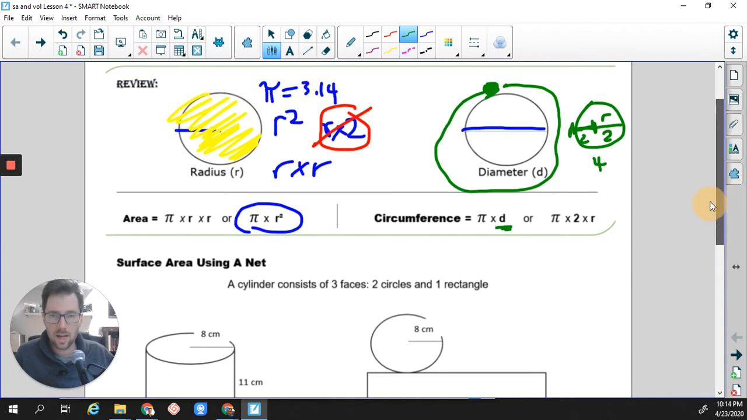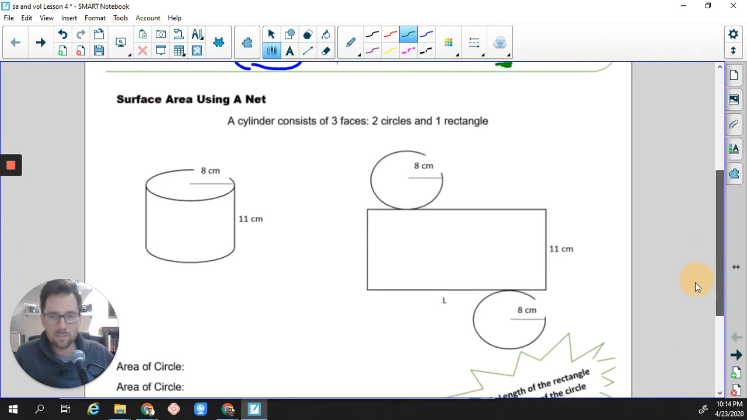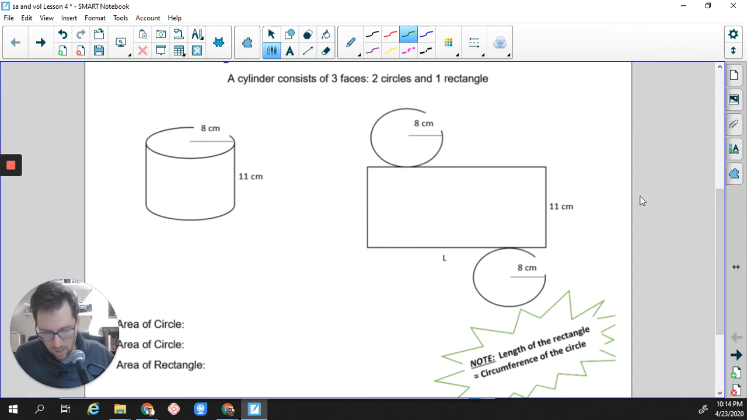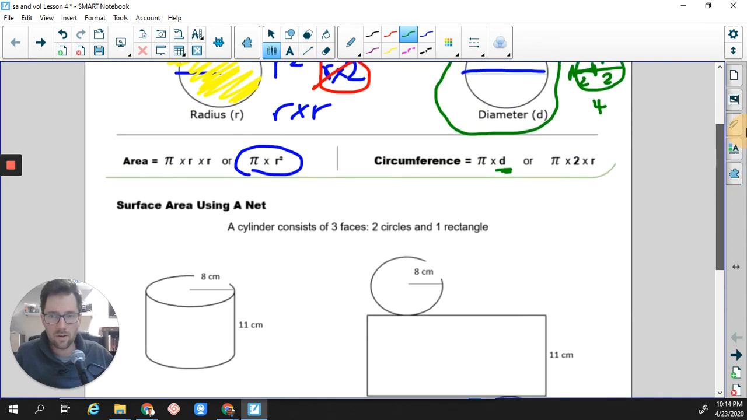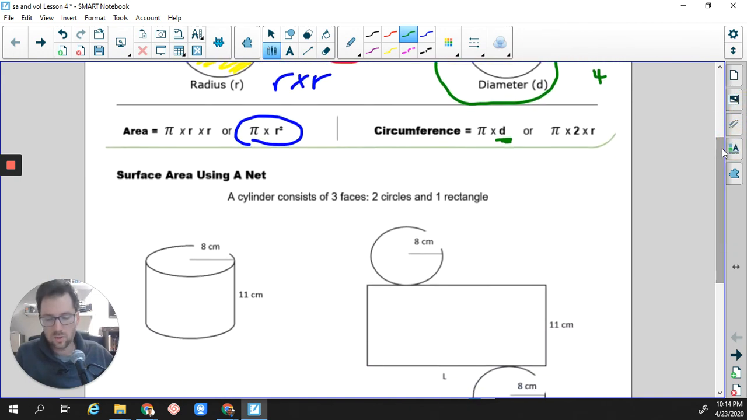So let's take a look at surface area here, utilizing a net. So when we are looking here, we've got a couple different things. This is like a soup can, right? We talked a little bit before about Campbell's soup cans. You've got a top and you've got a bottom, and you've got the part that goes around. So it creates a rectangle in the middle. So when we are looking at the surface area or the area of a circle, we have pi times r squared.